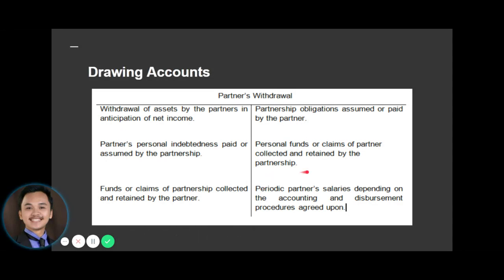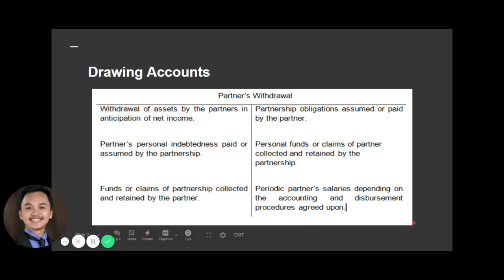Another, we have personal funds or claims of partner collected and retained by the partnership. And lastly, periodic partners' salaries depending on the accounting and disbursement procedures agreed upon. So you should carefully familiarize all of these transactions because this all affects your drawing accounts.